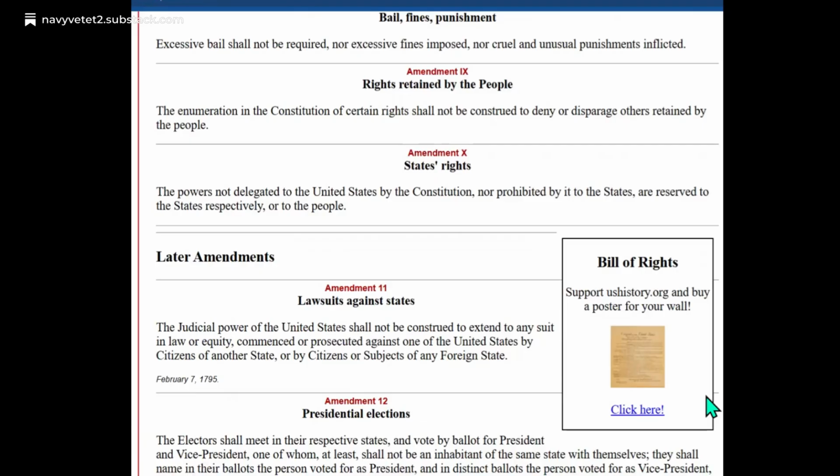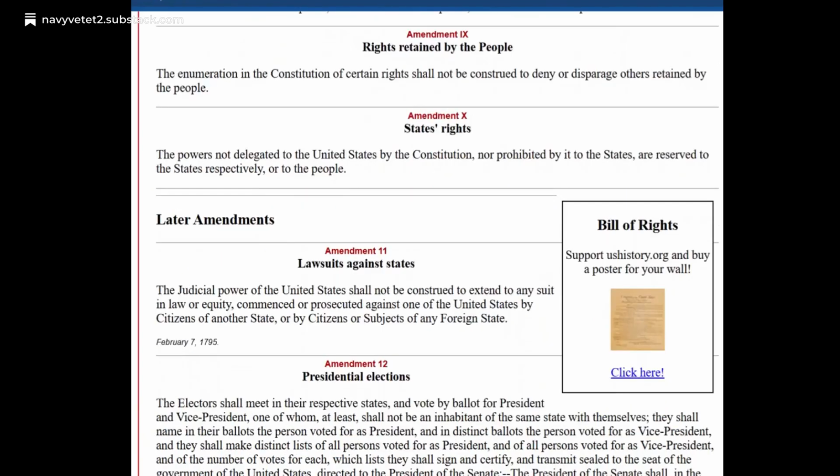At present, 35 of the 50 states have laws permitting death penalties in some cases, usually, but not exclusively, for murder cases. Amendment 9: The enumeration in the Constitution of certain rights shall not be construed to deny or disparage others retained by the people. That's a mouthful. Of course, all these were still ratified in 1791.